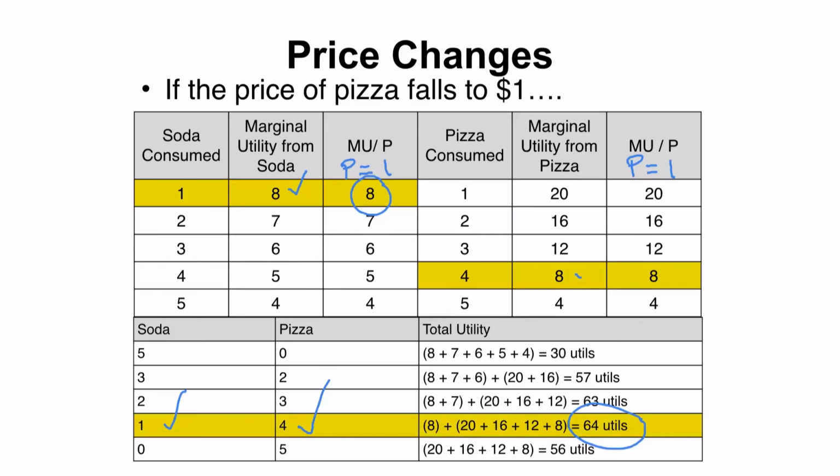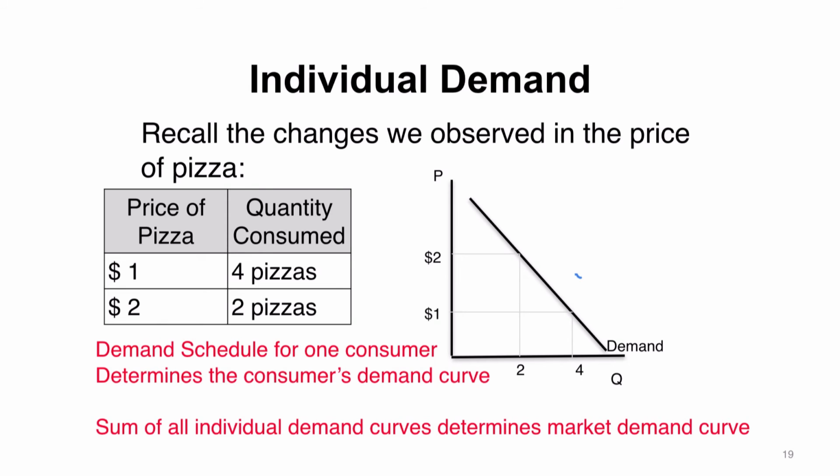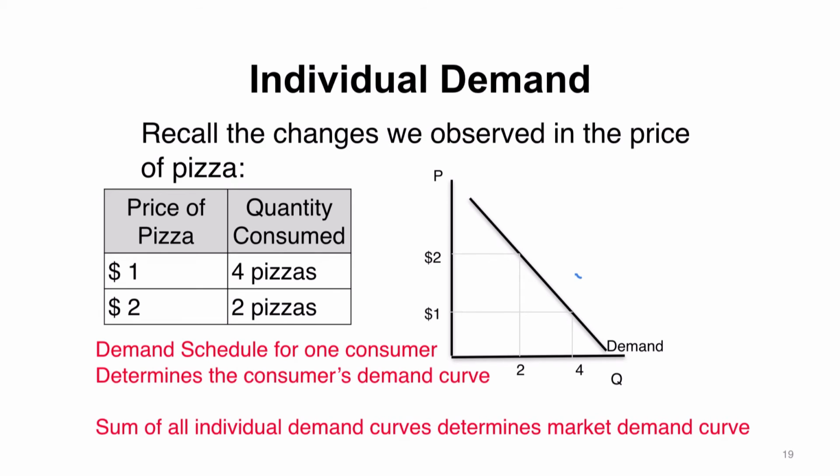The demand curve for pizza is going to be reflected, remember, in the price of pizza and the quantity that we demand. So when the price of pizza is $1, we consume 4 slices of pizza. When the price of pizza is $2, we consume 2 pizzas. So already, from this demand schedule, we can observe the demand curve. At $2, the demand for pizza is 2 slices. That's derived directly from the optimal consumption point. At $1, the demand for pizza and the amount that we consume is 4 slices.